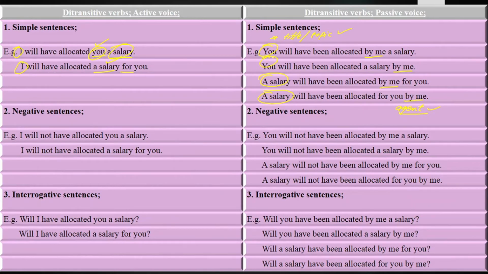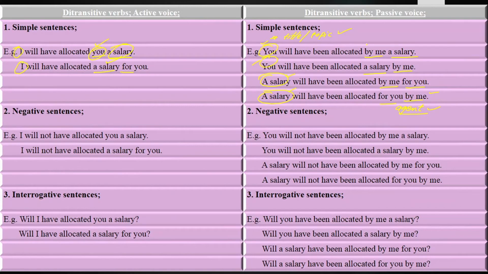So when you bring the indirect object at the beginning, in the first and second sentence, by me comes at the beginning and a salary at the end, or a salary at the beginning and by me at the end. When you bring the direct object, salary, at the beginning, in the third and fourth sentence, by me comes at the beginning and for you at the end, or for you at the beginning and by me at the end. So these are the four ways to change them from active voice into passive voice. So sentences will be as follows.